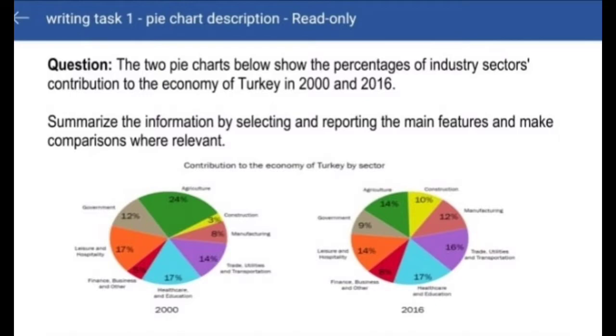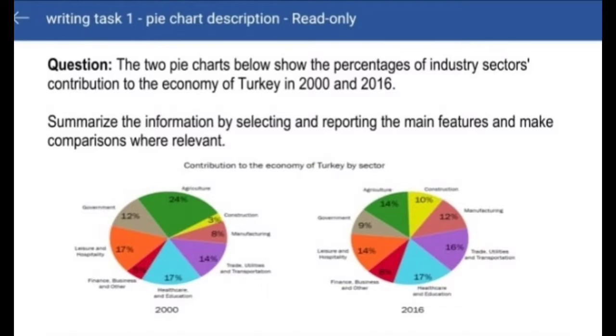So what we have to do will be given in the question. Summarize the information by selecting and reporting the main features and make comparisons where relevant. Making comparisons is an important aspect, because the examiner who reads your answer tends to see, can you summarize all the information, can you make comparisons, and can you select and report the main features that you see in the question.